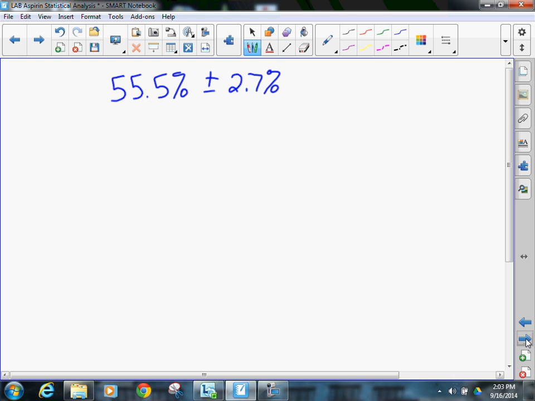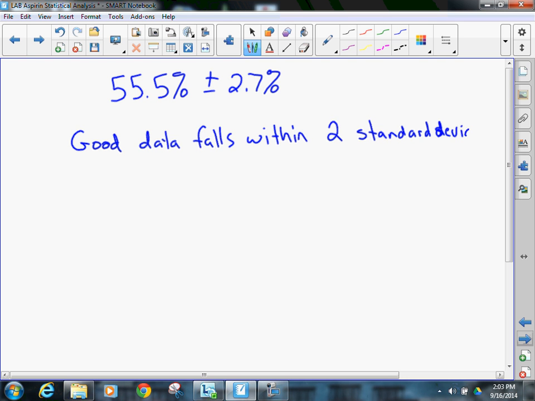So is your data good? Here's basically how you determine if your data is good or not. Good data falls within 2 standard deviations of the mean. Okay, so since our deviation was 2.7%, 2.7 times 2 is going to give us 5.4%.